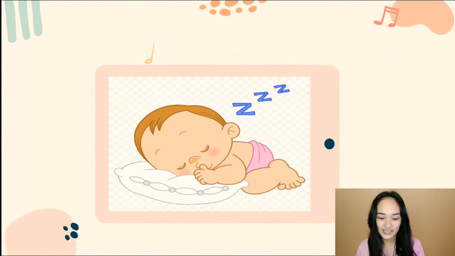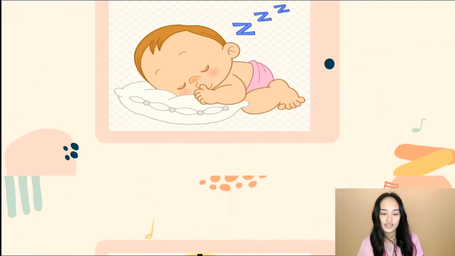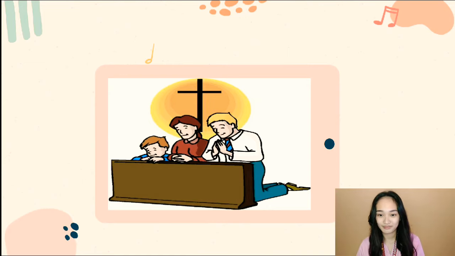Yes, Via, you're acknowledged. Very good. The picture denotes silence because the picture shows a sleeping baby. Okay, for the next picture, yes, Camila, you're acknowledged. Very good. It also denotes silence because when we pray, we should keep quiet. Of course, we should focus on praying.